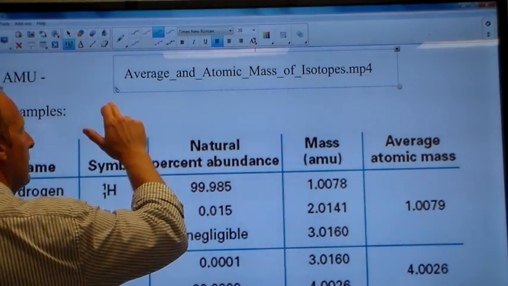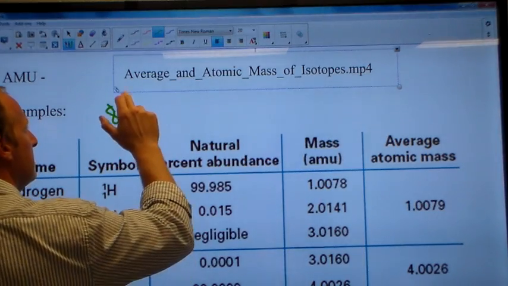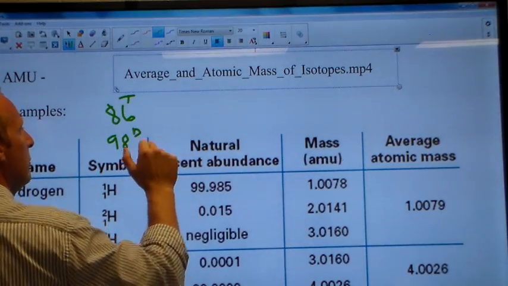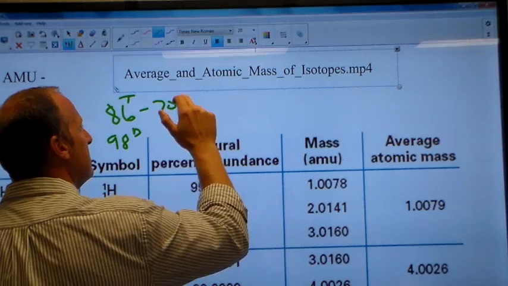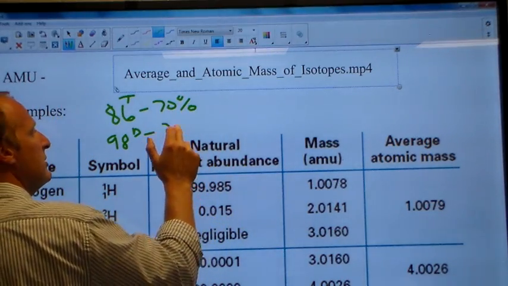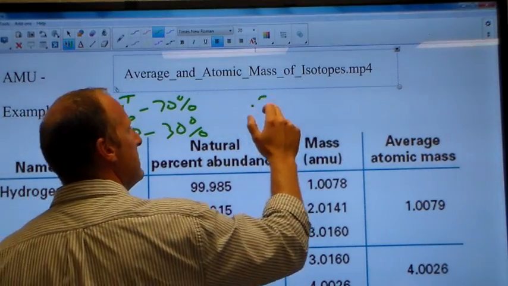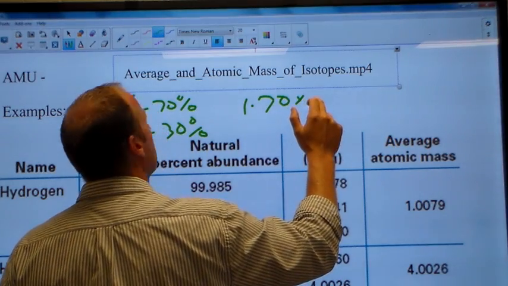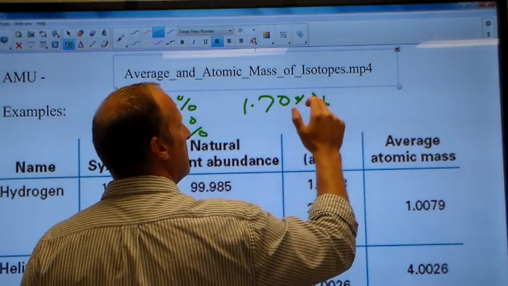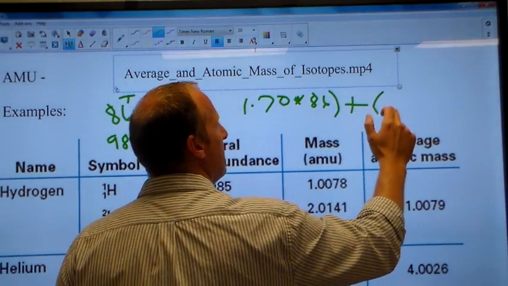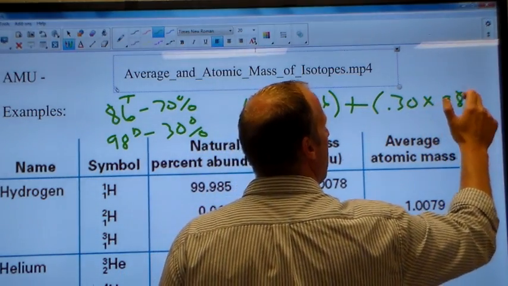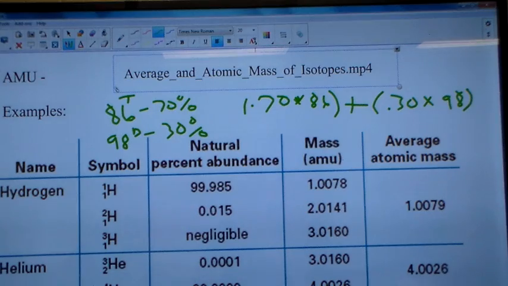So if you had 86 test and 98 average of daily, what we would do, since this is 70% and this 98 is 30%, we would take 0.70 multiplied times 86 plus 0.30 multiplied by 98. That is the weighted average, including the amount of weighted percent of each into your average.